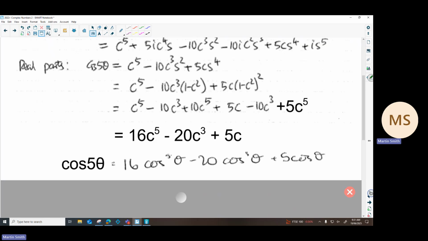You are now in a position where you can do the next exercise on this. In the next lesson, we'll do some harder questions where in the first part you prove an identity of this type, and then in the second part you use that to solve a subsequent problem.